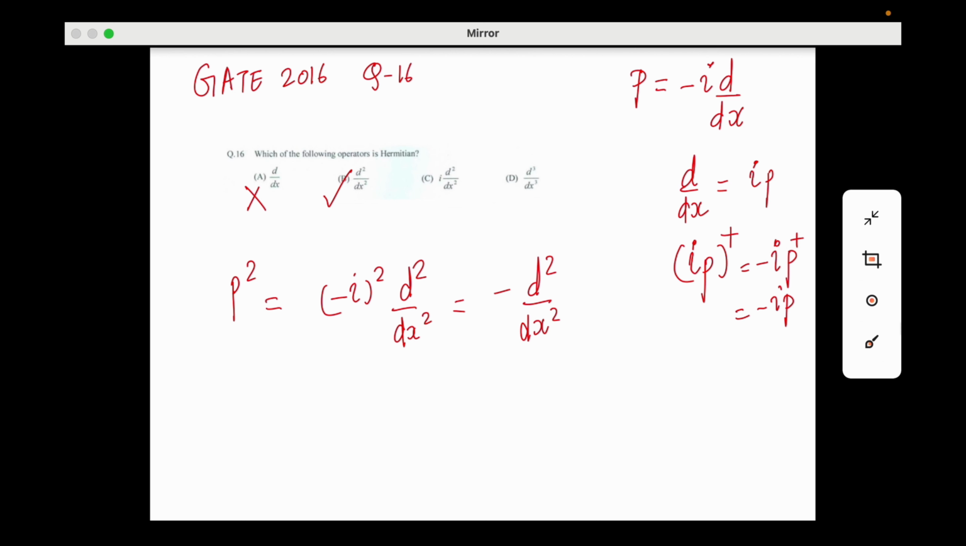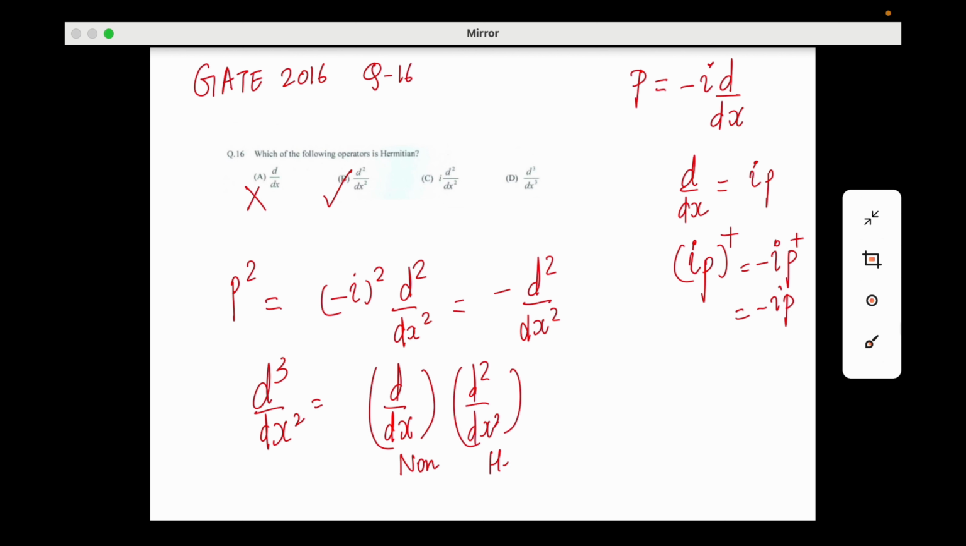Now we know the correct option is B, but let's also verify the other options. d square by dx square is Hermitian, but if you put i with it, it will ultimately become non-Hermitian, just like d by dx, right? Similarly with d cube by dx cube, you can see the problem is, d by dx is non-Hermitian, but d square by dx square is Hermitian.